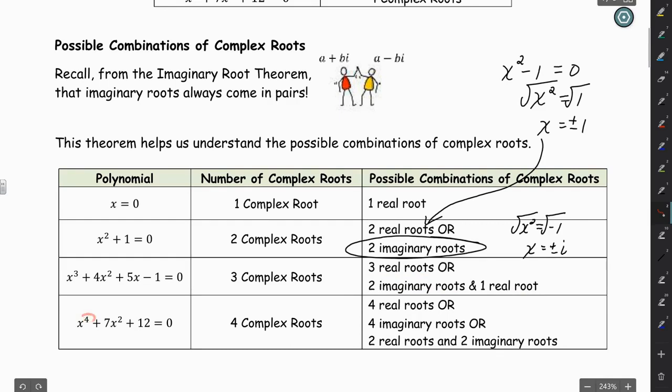For a quartic polynomial, I know I have 4 roots, so I could have 4 real, I could have 4 imaginary, or I could have a combination of 2 real and 2 imaginary. I hope you're starting to get the idea.